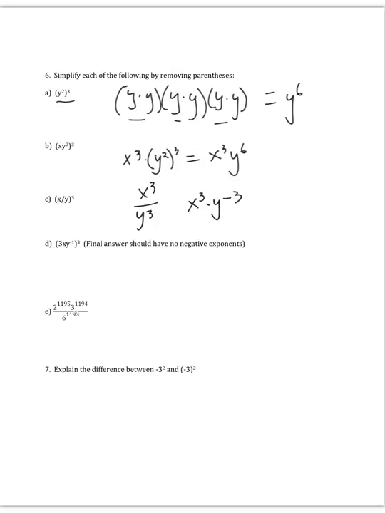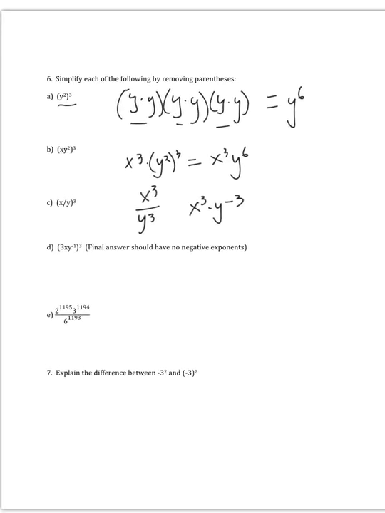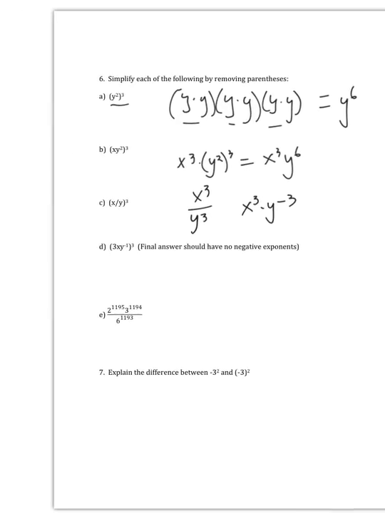Okay, 3xy to the negative 1, all to the third. Final answer should have no negative exponents. So we will say that this is going to end up as 3 to the third times x to the third times y to the negative 1, to the third, which is equal to 27x to the third, y to the negative third, but we're not using negative exponents, so we're going to rewrite this as 27x cubed over y cubed.